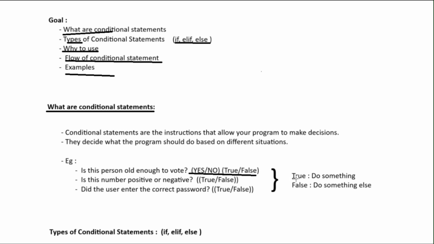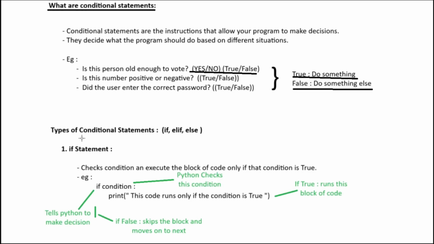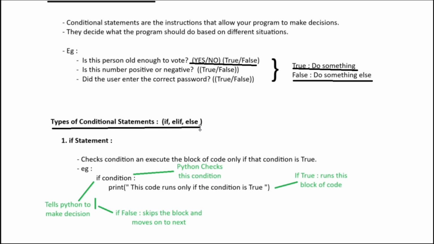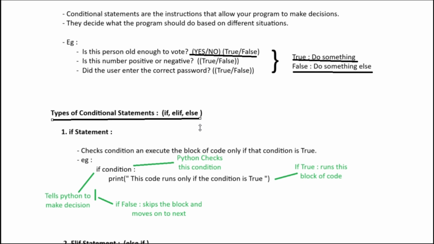If the answer is true, Python will do one thing. If the answer is false, Python can do something else. This is how we give intelligence to our programs. It is like teaching Python to think a little. Conditional statements are the first step toward dynamic programming, where the program can react to different situations instead of just following fixed instructions. In Python, we have three main types of conditional statements: if, elif, and else.